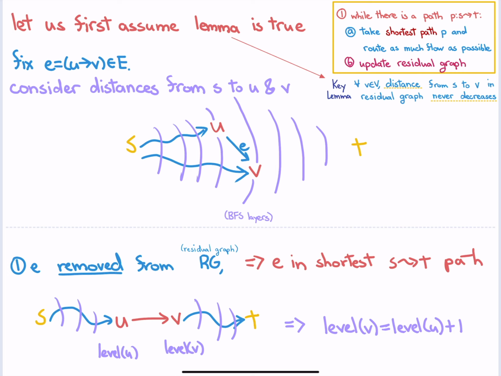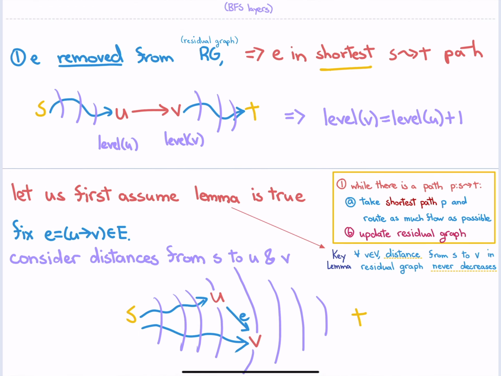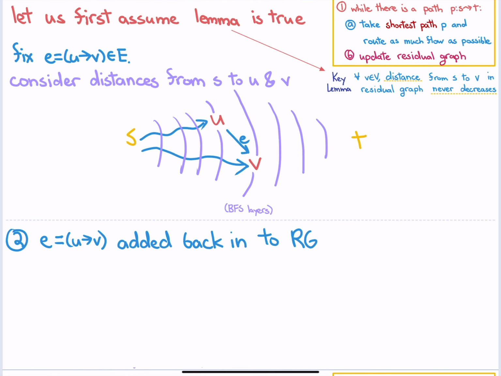Okay. And here, you could see why it's important that it was the shortest path because of this focus on layers. Now, what happens when the edge is added back into the residual graph, right?